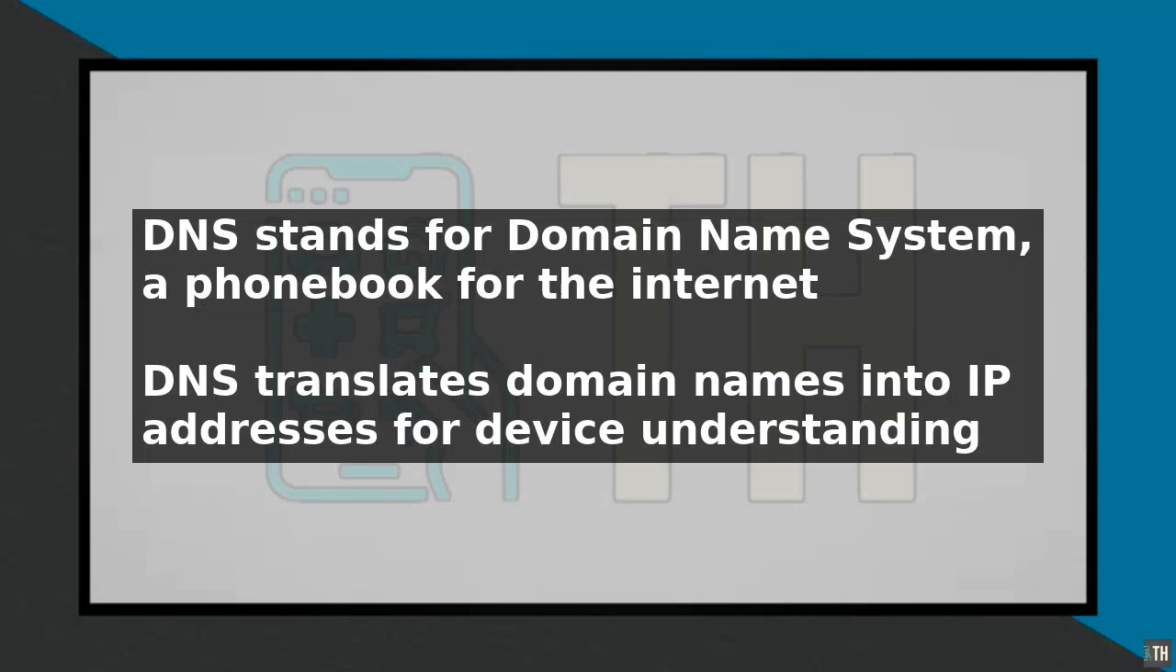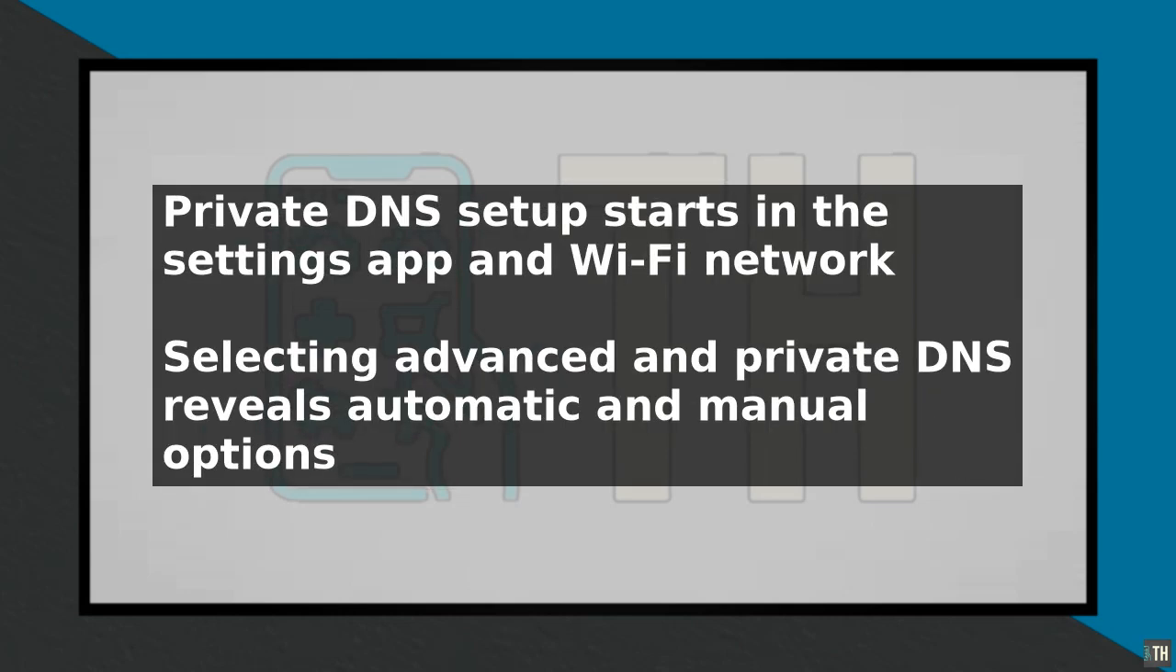To set private DNS on Android and block trackers. Start by understanding what DNS is. DNS stands for Domain Name System. It is like a phonebook for the internet, translating domain names into IP addresses that your device can understand. By default, your device uses the DNS service provided by your internet service provider or network operator, which may not be private and can be used to track your online activities.